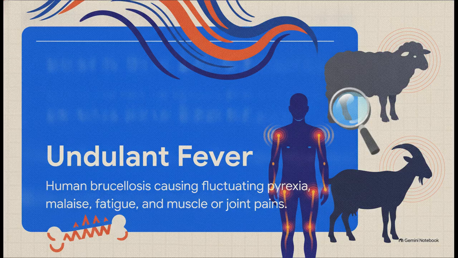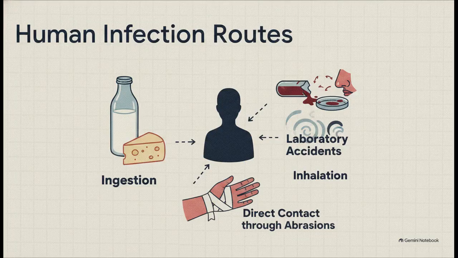And the species matters big time here. Infections caused by Brucella melitensis from sheep and goats result in particularly severe systemic disease. So, the crucial point for us is understanding how we actually catch it. Because luckily, human-to-human transmission is incredibly rare. We get it through direct contact with infected animal secretions.